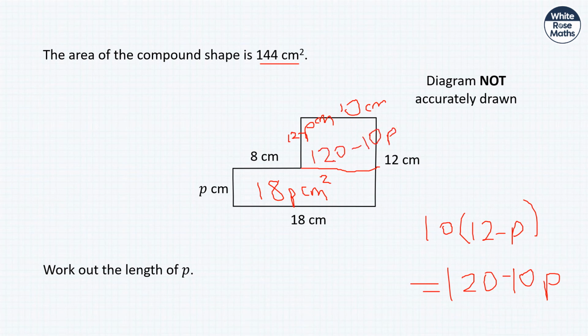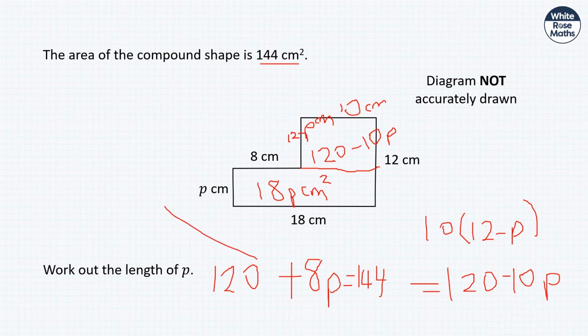Okay, if we collect the like terms, the total area will be this plus this. Well, that'll be 120 plus 8P is equal to 144, guys. That's because 18P plus minus 10P is 18P subtract 10P, okay, which is equal to 8P, and then I've got the 120 there. That has to equal the total area, which is 144.